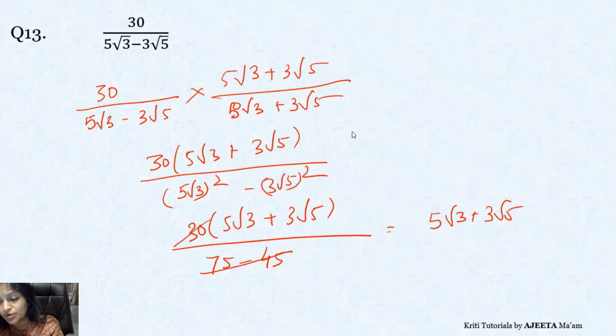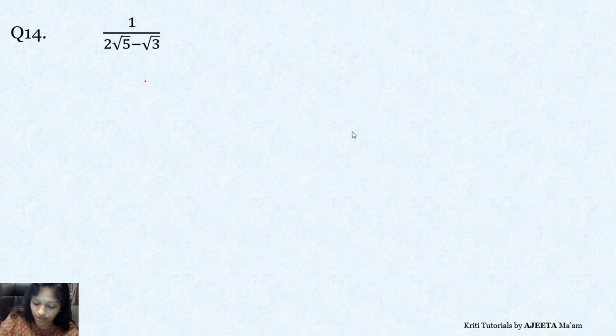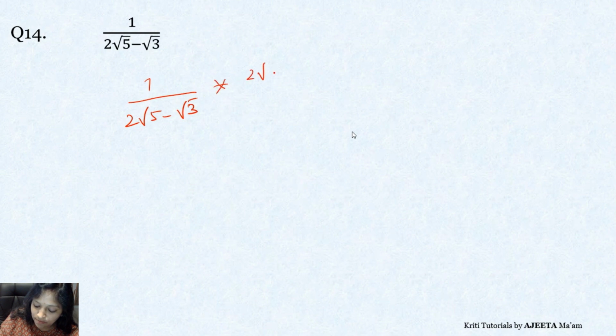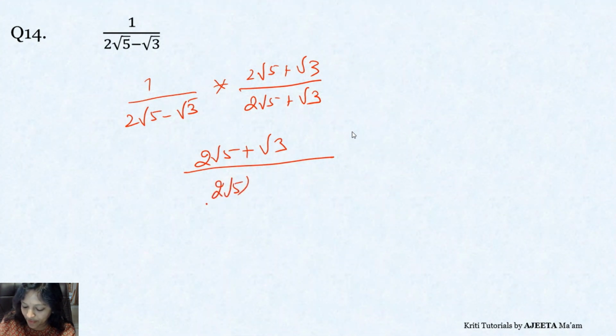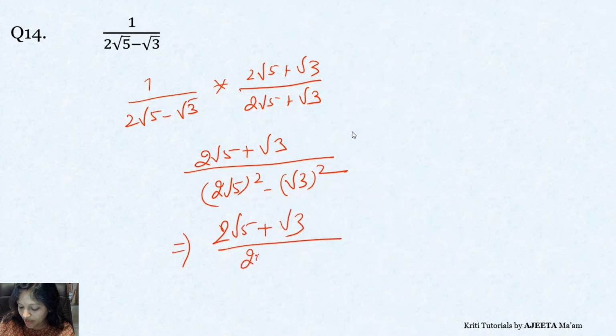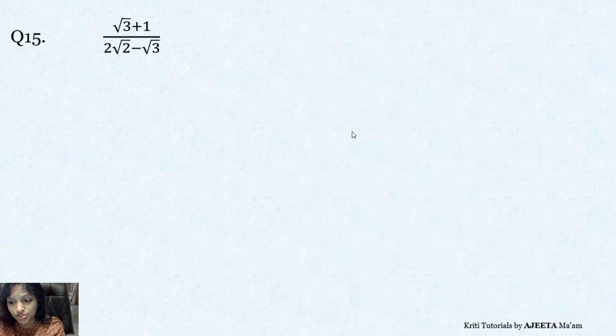So this is how they frame the simple questions for you. Now the next: 1 upon 2 root 5 minus root 3. So let's rationalize it. What will be the rationalizing factor? 2 root 5 plus root 3. Right? So let's make it: 2 root 5 plus root 3 upon 2 root 5 square minus root 3 square. So 20 minus 3 is 17. That's our answer. So just be confident and mark the options.